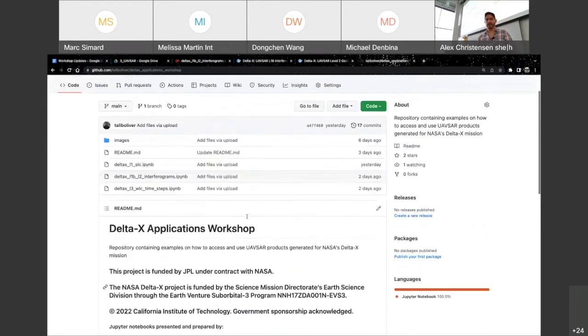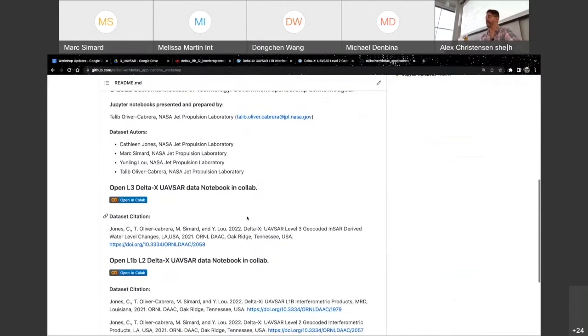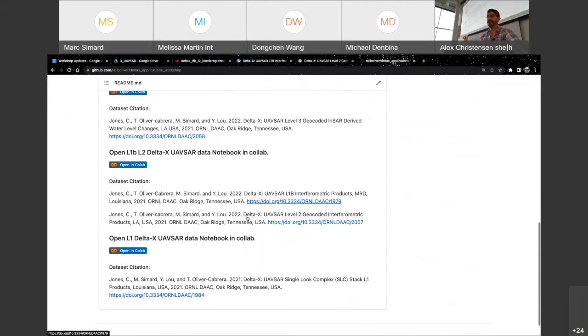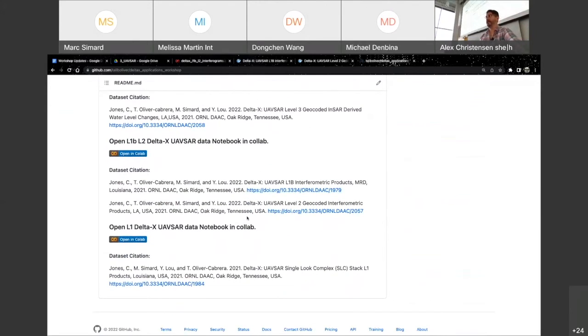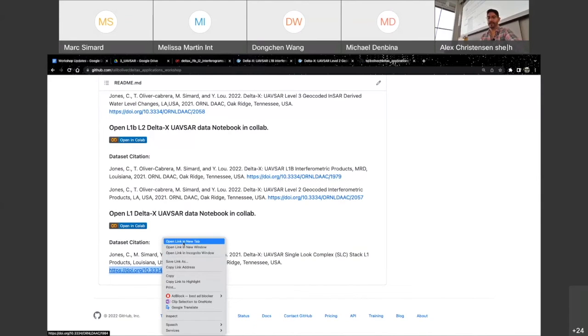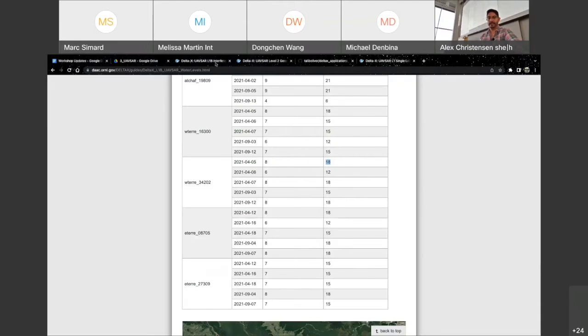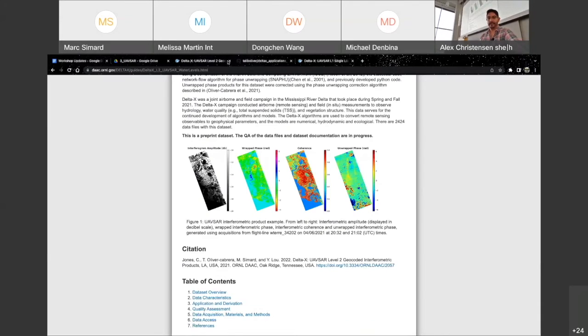So we go back to the main link, and we're just going to briefly brush through the level 1, which is the acquisition itself of UAVSAR, so that you know how you can plot it if you want to, and how it looks. So we can open. Again, we have the citation, and we can go to the next one. Just close all these.